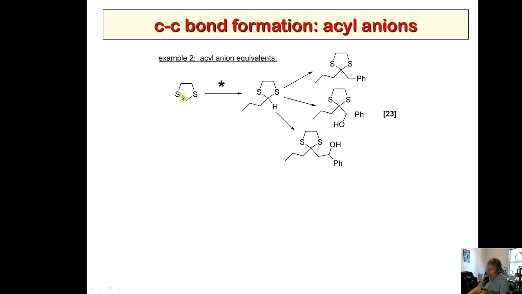Okay, so back to the second example. This thing you can purchase pre-made, and this does not stink. This is actually convenient. You can treat it with a base and attach a first thing like propyl bromide or something, and then you can do your other things. You can attach a different alkyl halide, or you can attach an aldehyde or an epoxide.